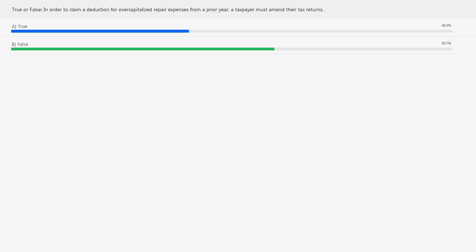So it looks like most people answered B, false, which is correct. The IRS allows us to file automatic accounting method change requests, which we'll cover in more detail here in a little bit. But it's essentially a streamlined reporting process based on repairs and maintenance being a statutory change there. We're able to file accounting method changes on our current year tax returns without going back and opening up any prior tax years.